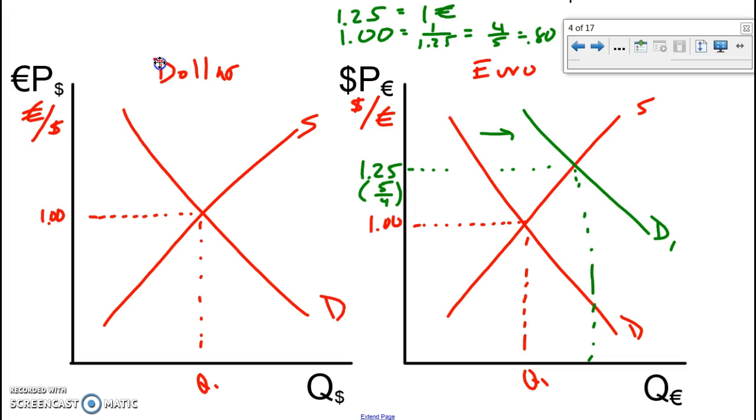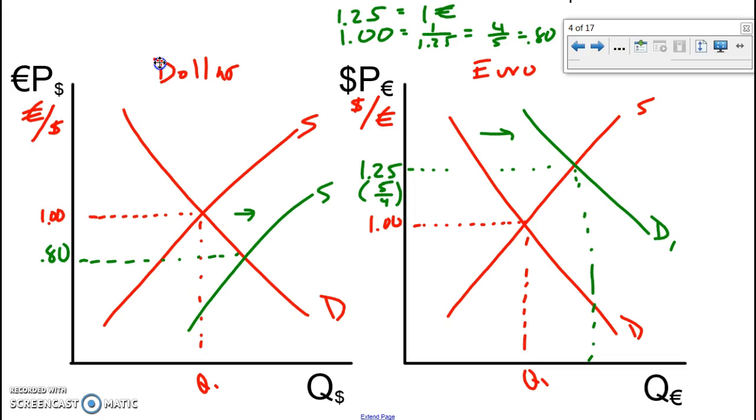I kind of went back and forth between decimals and fractions, which makes sense in my head. But that would mean that if $1.25 buys 1 euro, then $1 buys you 80 euro cents. Which means over here, we must have fallen to 80 cents as the price. The problem is, how do we get there? Well, there are only two ways to get there: either having supply increase or demand decrease. And what economists believe happens is actually that supply increases.